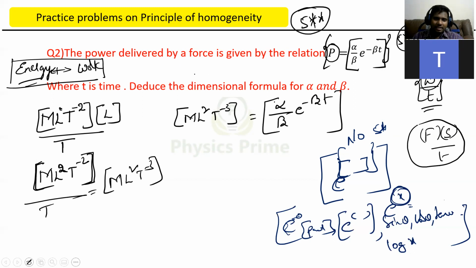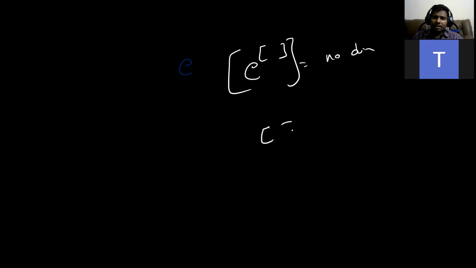Okay, going back to this. That means e power what? Whatever term is there in the e power, this entire term will have no dimensions. Then this power term is there, right? Whatever the power term is, that also will have no dimensions.